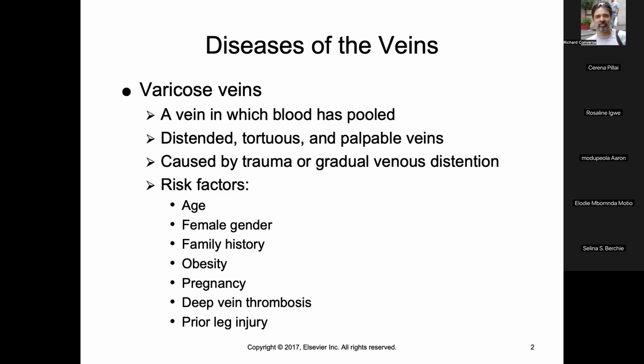Risk factors: obesity, number one, the age, female gender, family history, pregnancy, DVT, and prior leg injury. Okay. The result: slow blood flow. Possible risk factor from that: blood clots. Possible risk factor from that: increased likelihood of stroke or heart attack.